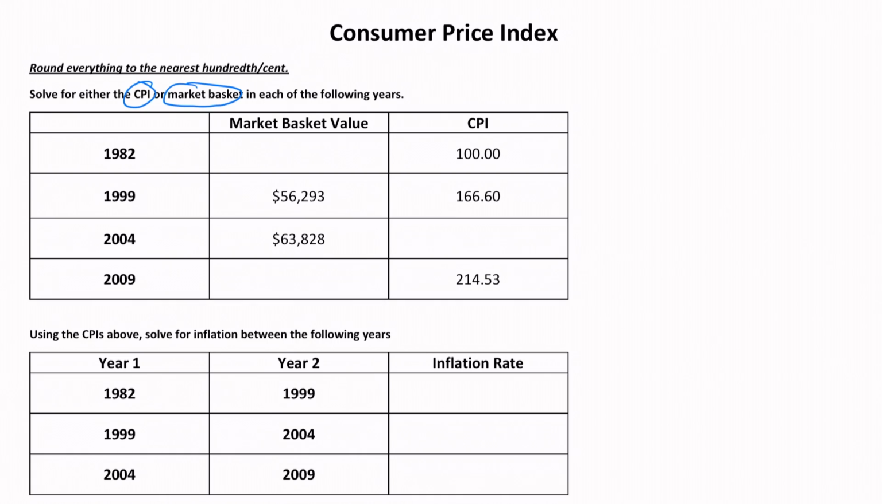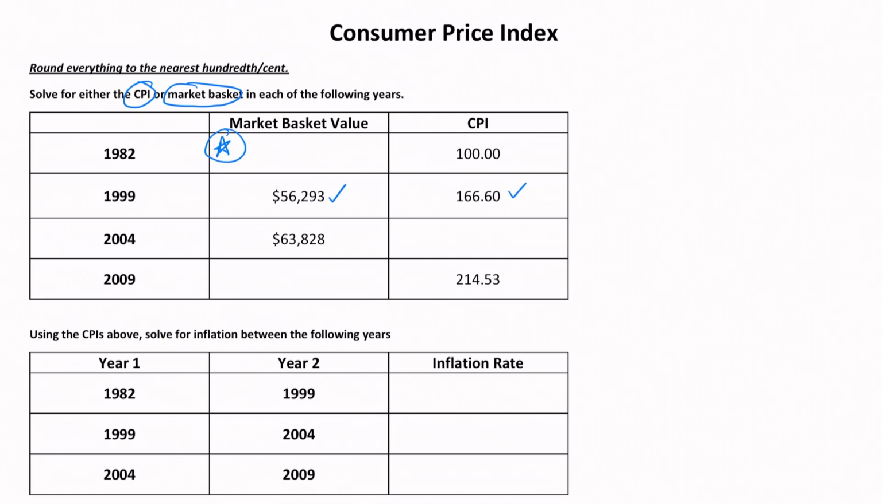And so we said one of the first things we always need is the market basket value for 1982. But if you notice, it is not there. However, if we keep looking on, we actually have enough information in order to find that. Let's go to the next year, which is 1999. So for 1999, we are actually given the market basket value and the CPI, which means we're going to have enough information in order to find that market basket value in 1982.